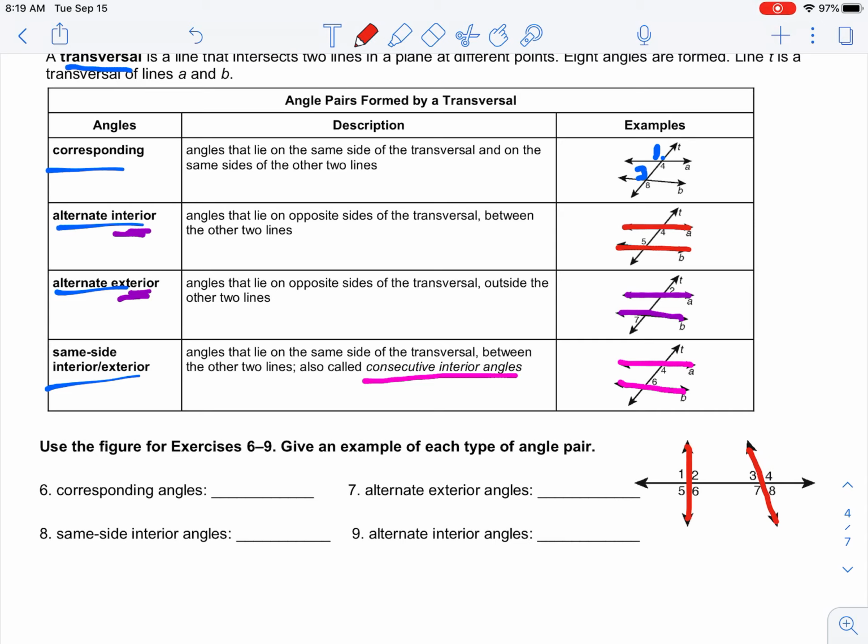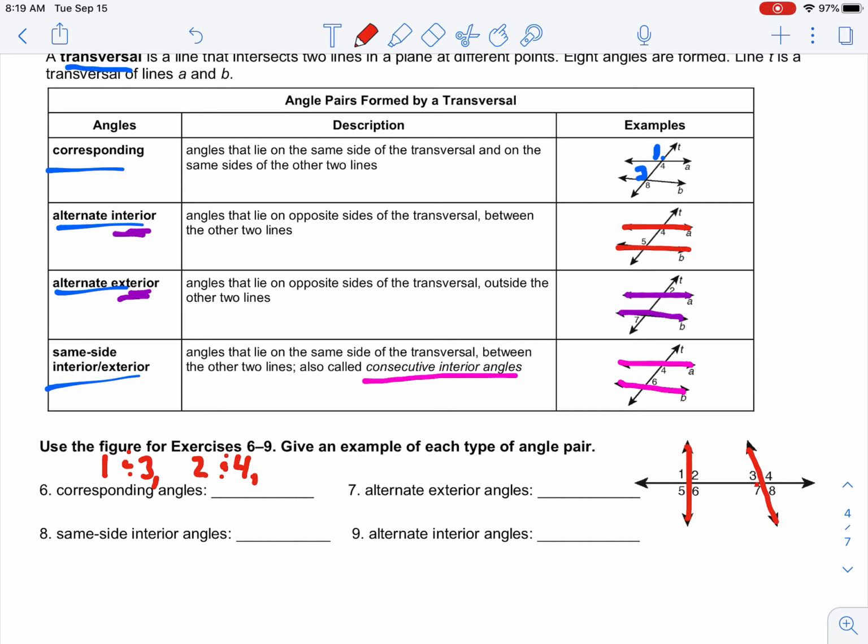Now corresponding, we want them to be in the same spot, same side of the transversal, in the same location. So for example, corresponding angles could be 1 and 3. All right, 1's on the left side of this line. On the same side of my transversal, the 3 is on the left side of that line. We could go with 2 and 4. All right, 2 is on the right side of this line. 4 is on the right side of that line. They're both above the transversal.